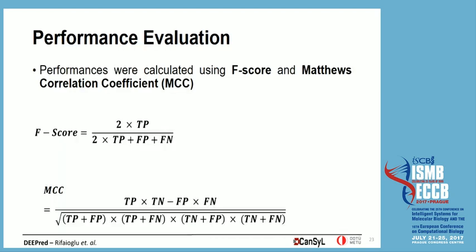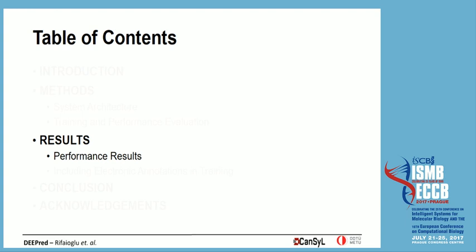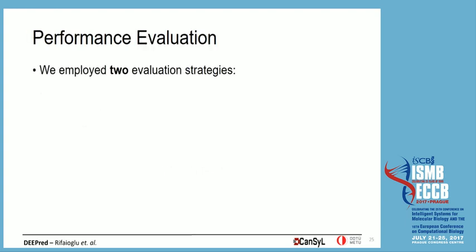And we calculated the performance of the system using F-score and Matthews correlation coefficient. Now I'm going to show the results. We employed 2 evaluation strategies. The first one is the level-specific performance evaluation, and the second one is the overall system performance evaluation based on GO hierarchy.